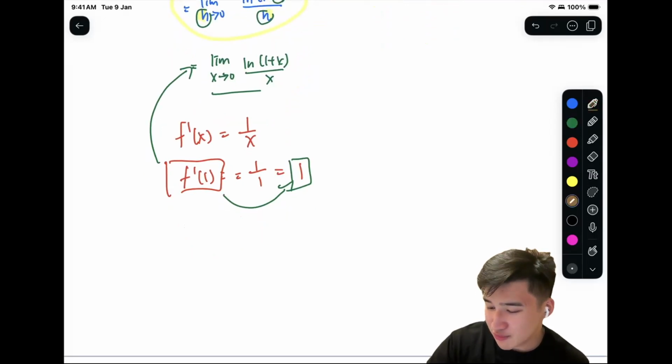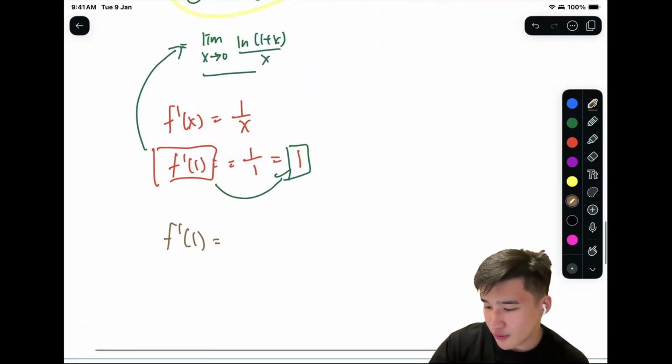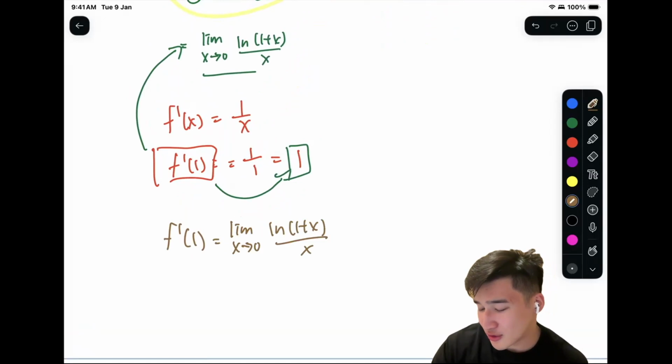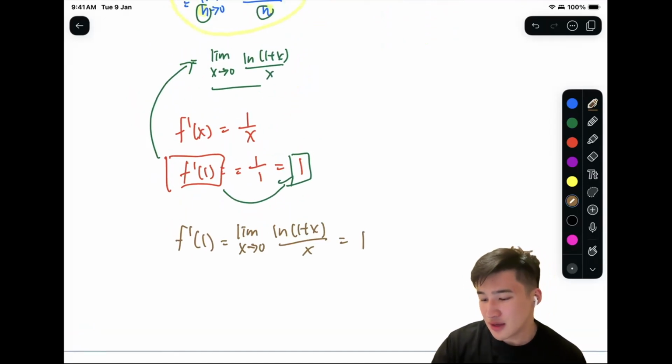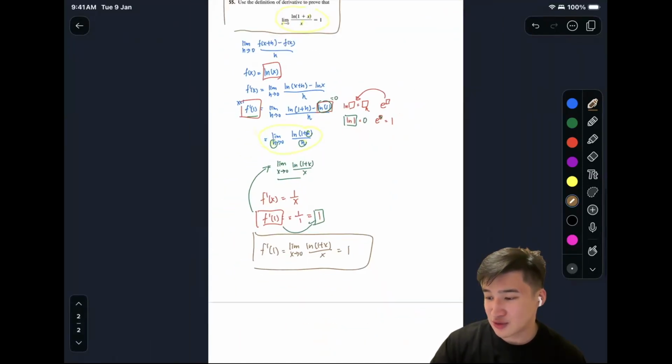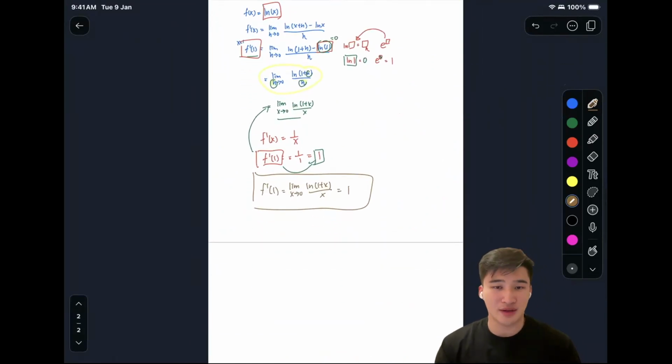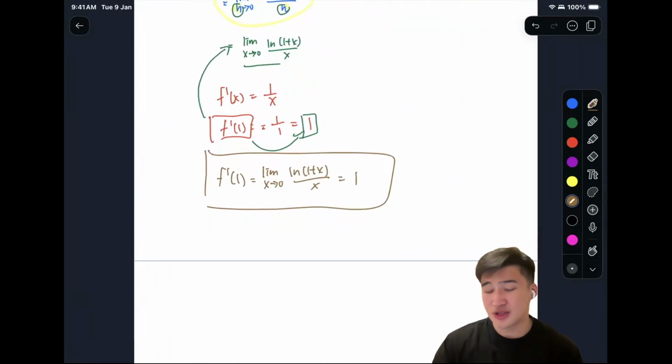So we have really just proved what we're looking for. f prime of 1 is equal to the limit as x approaches 0 of natural log of (1 plus x) divided by x, which is also equal to 1. I hope this makes sense to you. It's a super simple and fun exercise, but it really teaches you the fundamentals of derivatives, and the way you can have some fun with it. I hope you enjoyed this video and stay tuned for more.